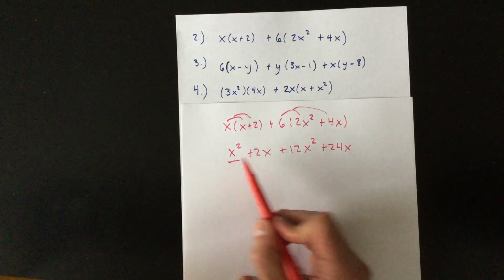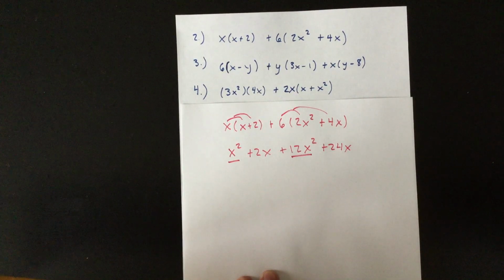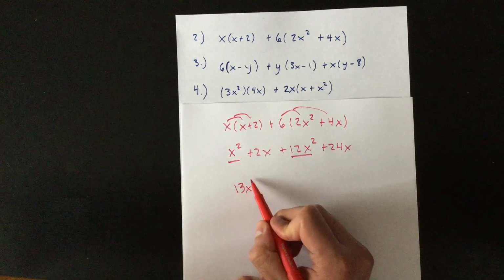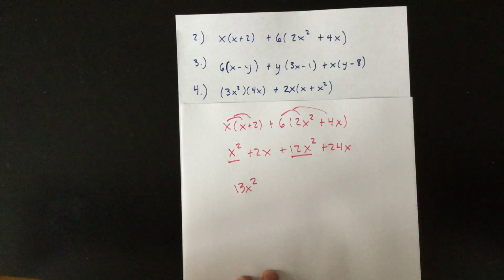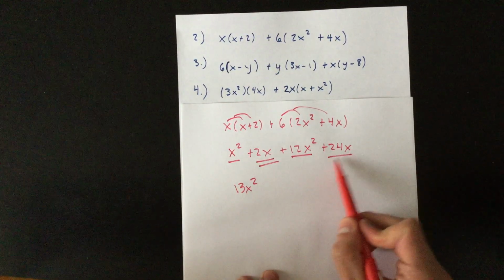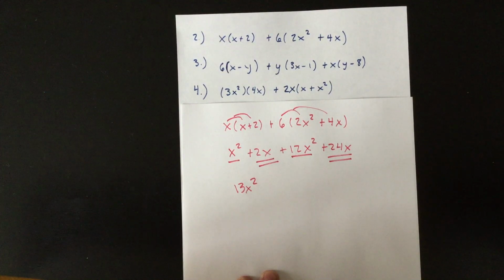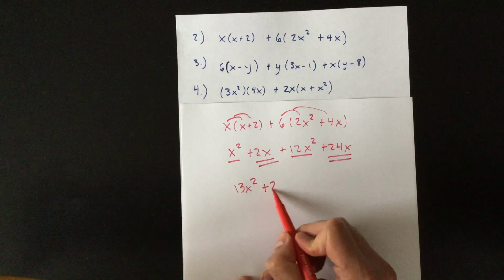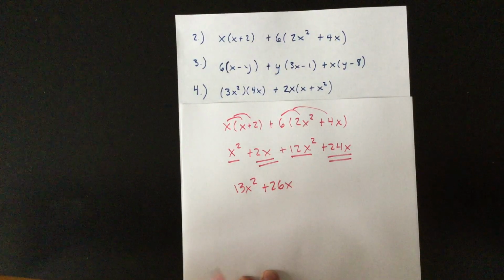I have one pair right here. X squared plus 12x squared is 13x squared. And then I also have a pair of like terms here. 2x plus 24x gives me 26x as a result. And at this point, we are done.